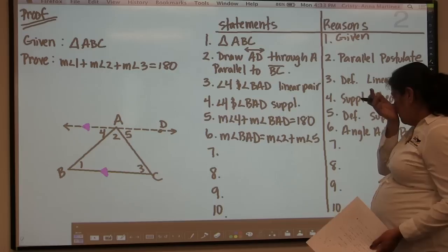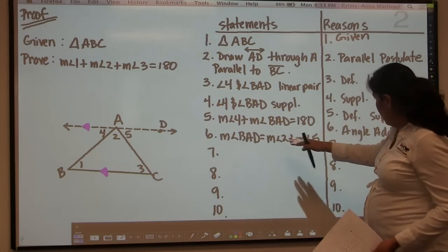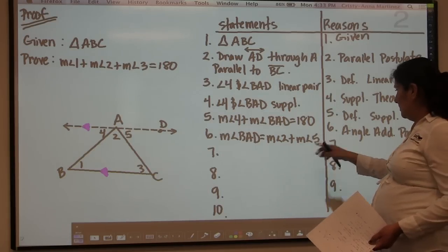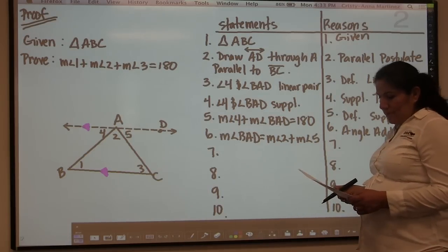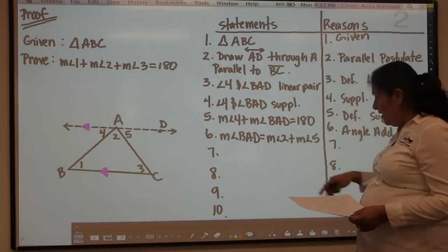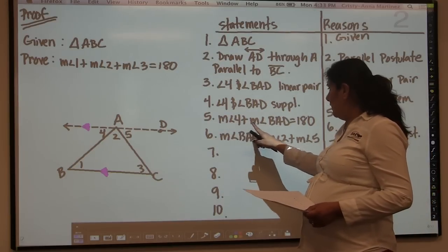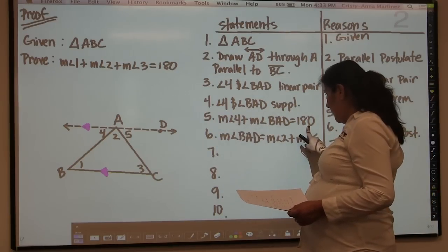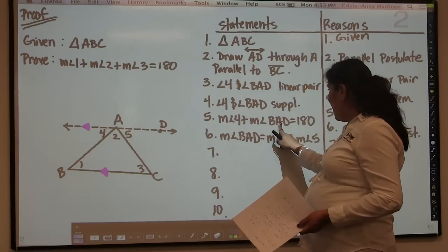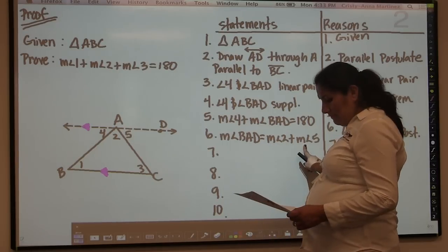And it's kind of strange. I'm starting to see that my numbers are not lined up here, but hopefully you can attach 6 and 6 and 7 and 7. And okay, so now we're going to use substitution from step 5. In step 5, we had 4 plus BAD equals 180, but we know that BAD equals 2 and 5. So we're going to replace BAD with 2 and 5.